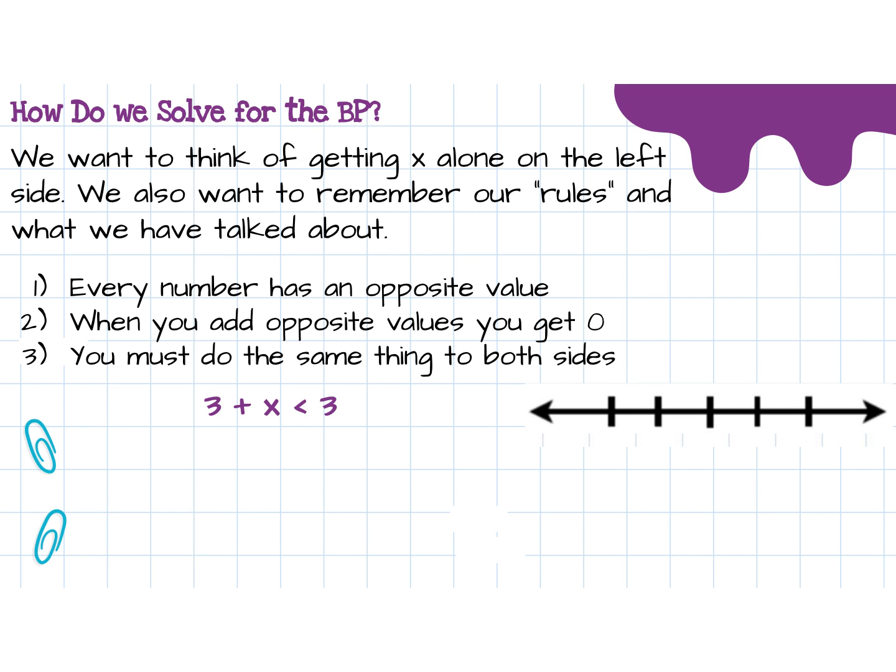Number 2, when you add opposite values, you get 0. That's kind of the whole point, right? We're trying to make those zeros. We're trying to get x alone. So we're trying to make 0.